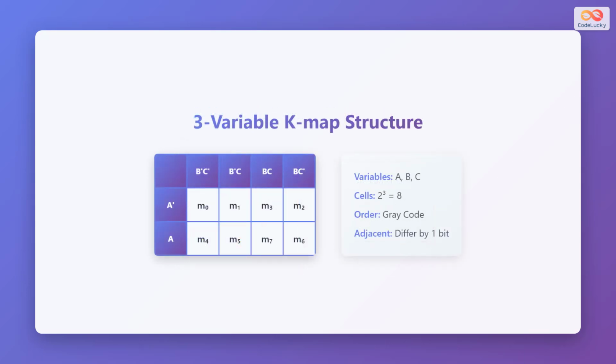Let's examine the structure of a three-variable K-map. In this K-map, we have three variables, a, b, and c. Each variable can take on values of 0 or 1. The K-map consists of 2 cubed, which equals 8 cells. Each cell corresponds to a minterm, ranging from m subscript 0 to m subscript 7. The order of variables along the top and side follows gray code. The key feature is that adjacent cells differ by only 1 bit. This adjacency is what allows for simplification.